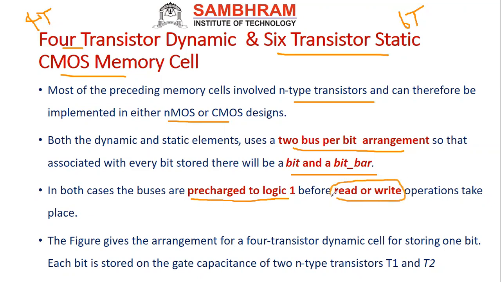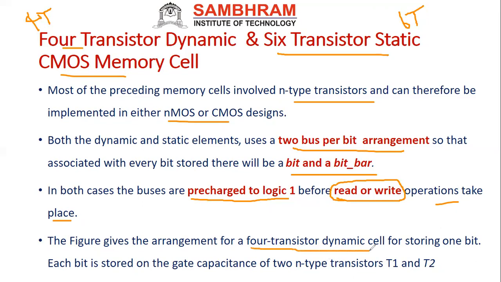This is very important here. Normally, in both the cases, the buses are pre-charged to logic 1 by VDD before read or write operation takes place. This is what we have to do normally. Now we show that figure. That figure will have a 4 transistor dynamic cell. That is what we are going to study.